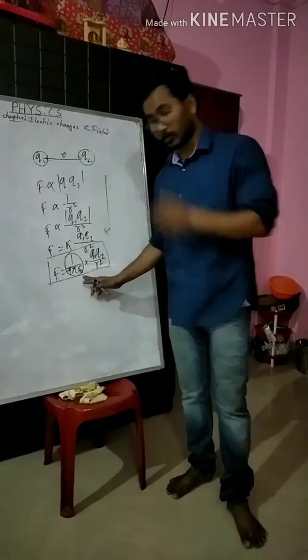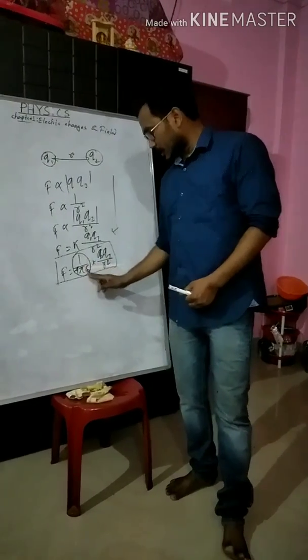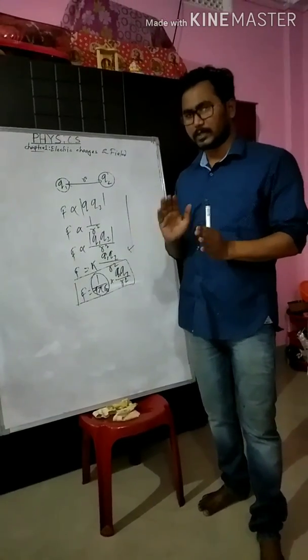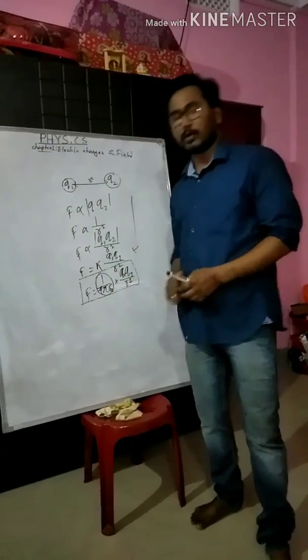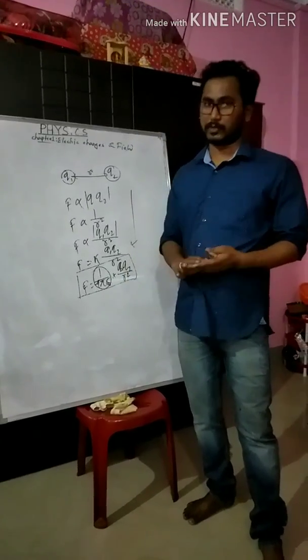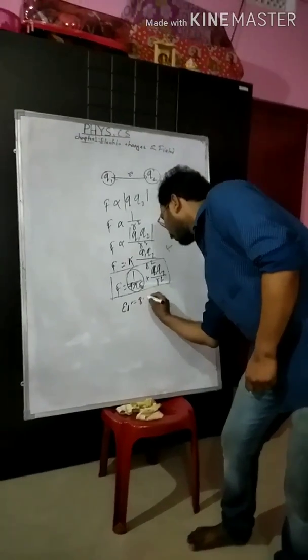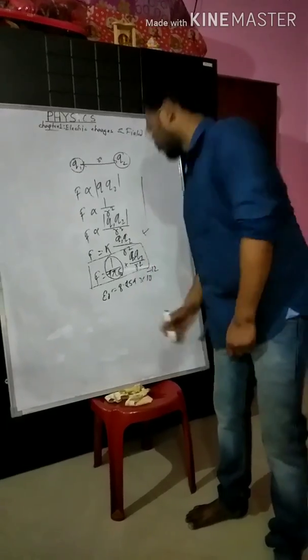Here the epsilon naught is denoted as permittivity. I will explain that epsilon naught part, that is permittivity, in my next video particularly, because this is very important. Now here this epsilon naught has some value, and the value of epsilon naught is equal to 8.854 into 10 to the power minus 12.